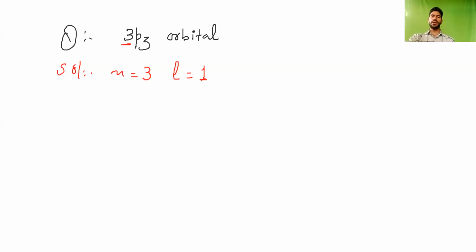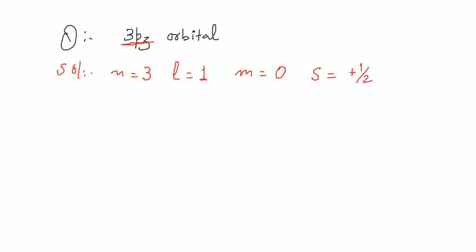I have shown that for s, l value is 0, for p, l value is 1, and what will be the m value? Now this is pz. I hope you remember I have told you the sign convention that for pz, the m value is taken as 0, right? Do you remember that? Yes. Exactly. The s value can be either plus half or minus half. So this is how to write quantum numbers for any electron present in any orbital.